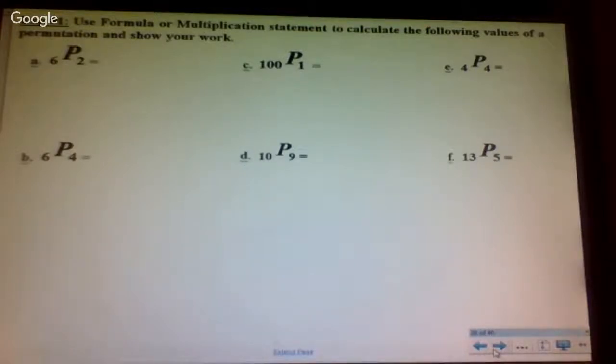So when it says use a formula or a multiplication statement, this is where I want to see what you're doing. So 6 permutate 2. What would be 6 times 5, which gives me a total of 30. Okay, down here, 6P4. 6, 5, 4, 3. And that is going to give you a grand total of, I guess it would help if I grab the right paper, 360.